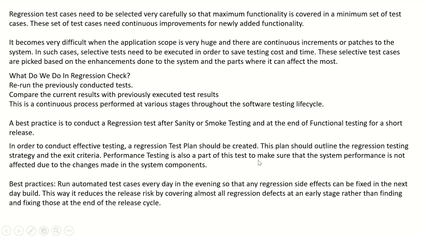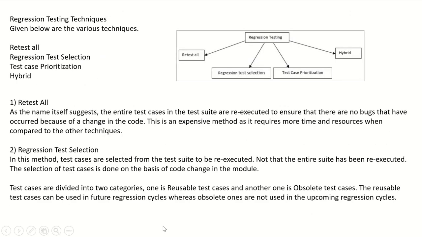Performance testing is also part of this test, to make sure that the system performance is not affected due to the changes made in the components of the system. Okay. So best practice is to run automated test cases every day in the evening, so that the regression side effects can be fixed in the next day's build. This is the way to reduce the release risk, by covering almost all regression defects at an early stage rather than finding or fixing those at the end of the release cycle.